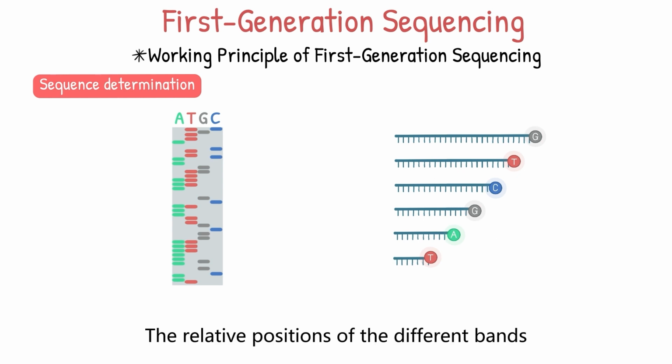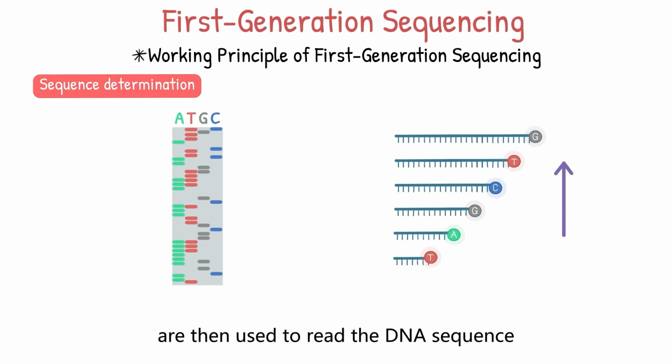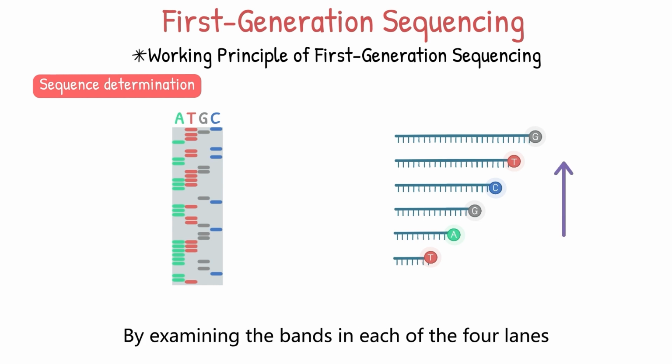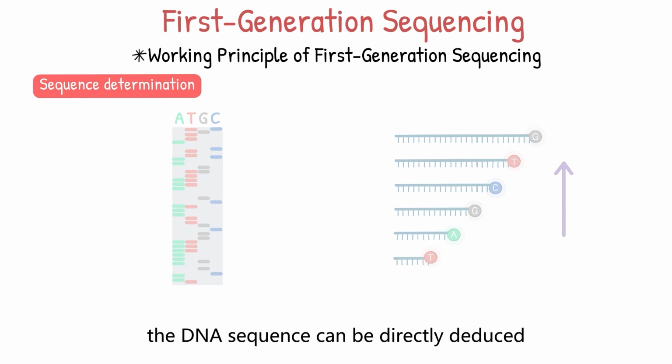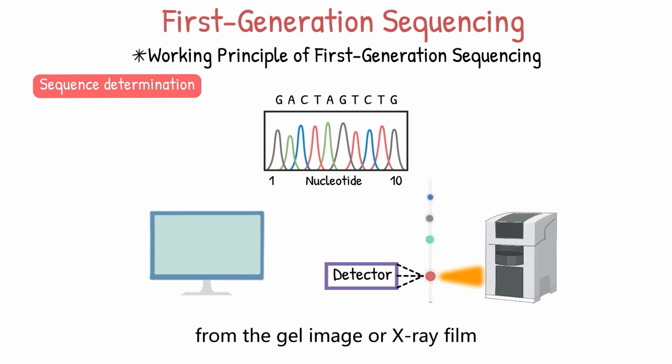The relative positions of the different bands among the 4 lanes from bottom to top are then used to read the DNA sequence. By examining the bands in each of the 4 lanes, the DNA sequence can be directly deduced from the gel image or X-ray film.